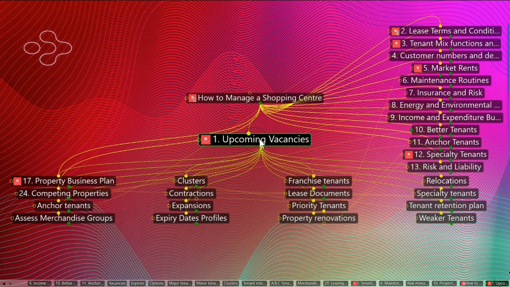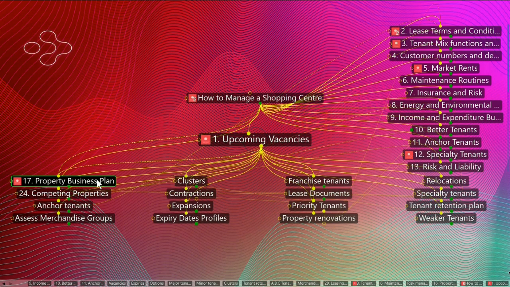I've got different issues here that I would look at. They are, I would want to know about the property business plan to understand what's going on in that business plan and what the targets were to be. And of course, how the vacancies were handled in the business plan.